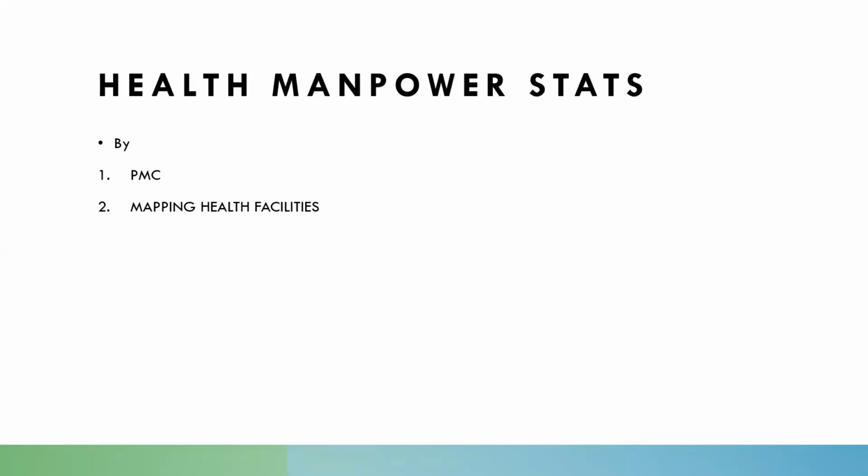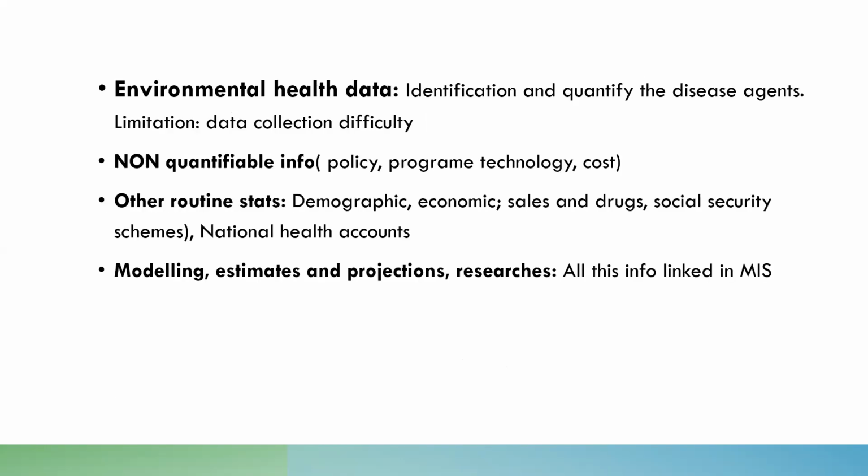There are also health manpower statistics that are given by the PMC, and mapping of the health facilities. The environmental health data is the identification and quantification of disease data, and the non-quantifiable information is related to policy, programs, and costs. And modeling, estimates, projection, and research are also part of the health information system.